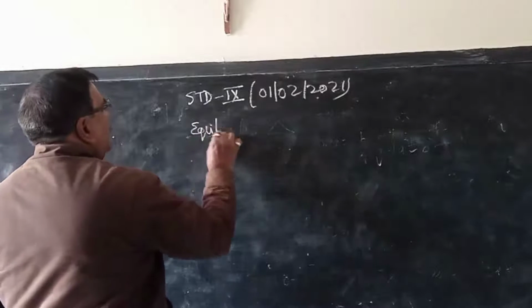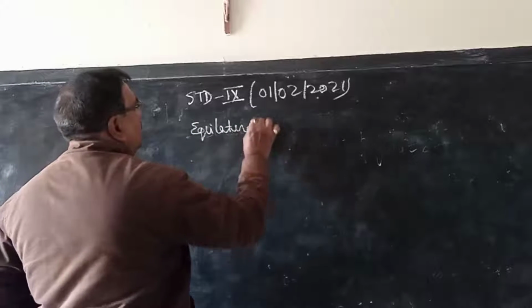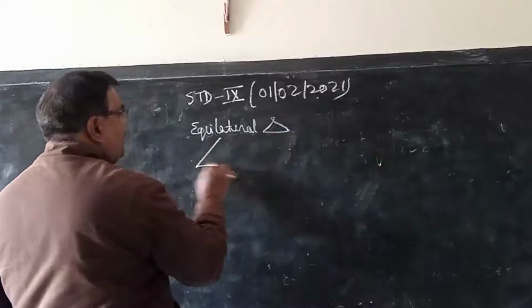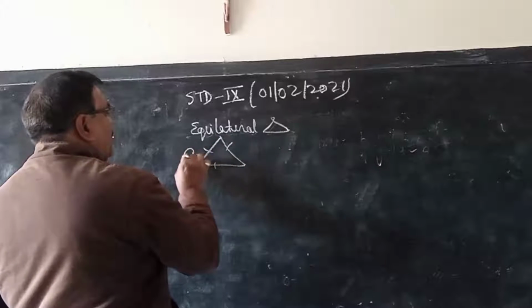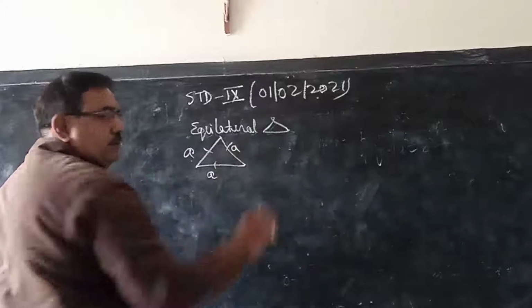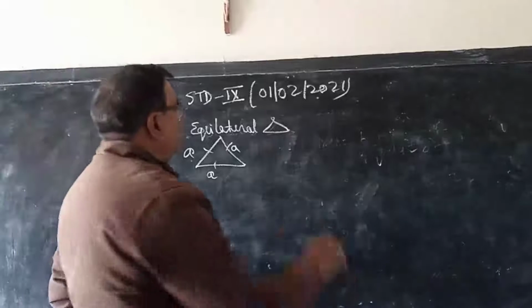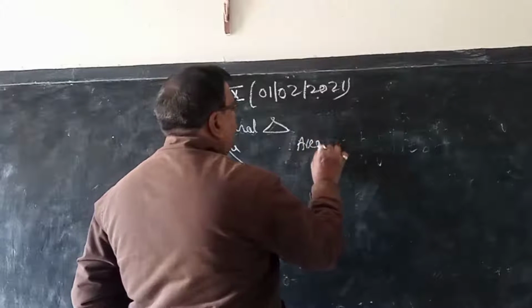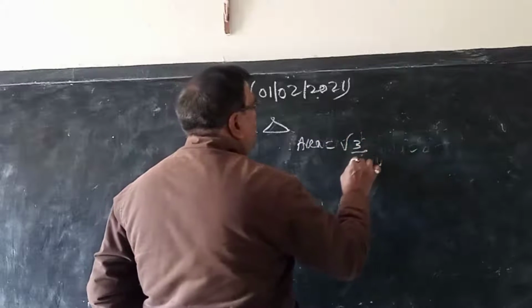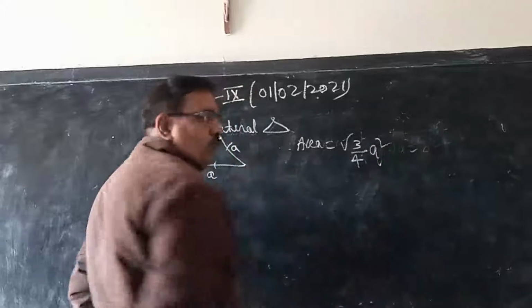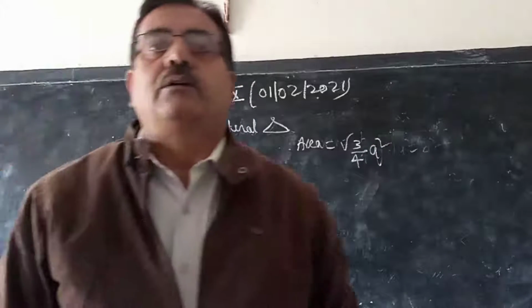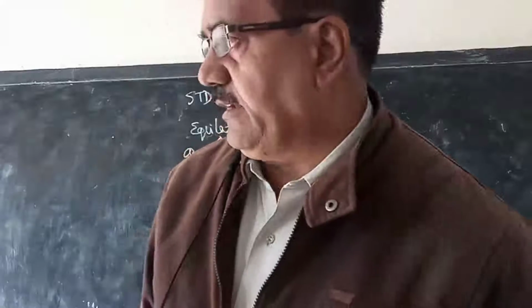Equilateral triangle. Equilateral triangle means all sides are equal. Let the side be A. To find the area of the equilateral triangle, the formula is root 3 by 4 A square. What is A? This is the side of the equilateral triangle.